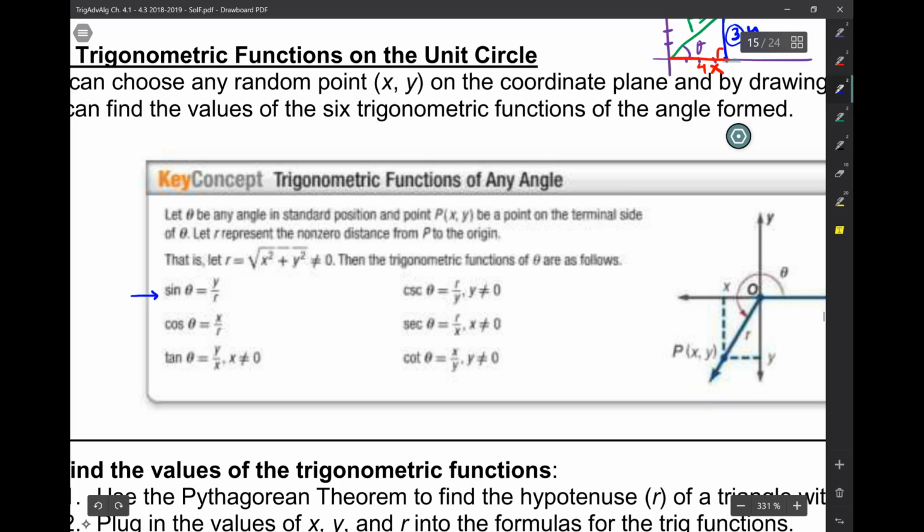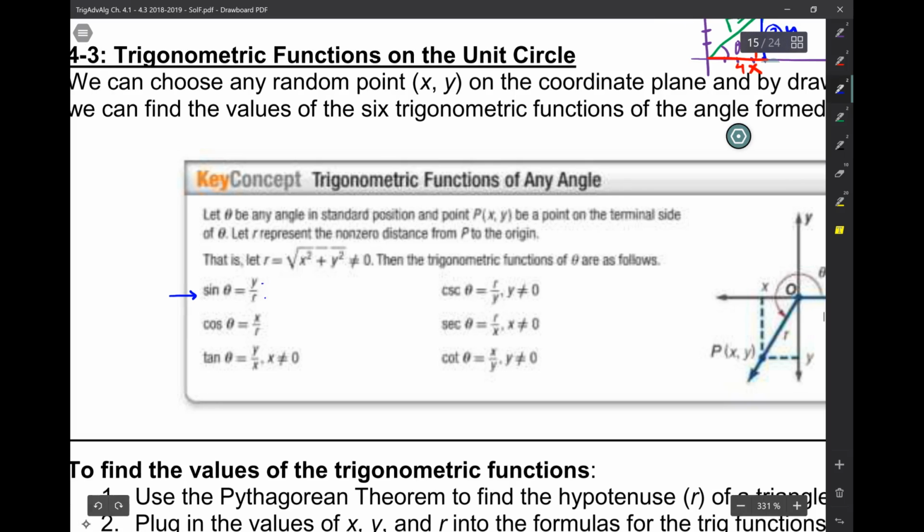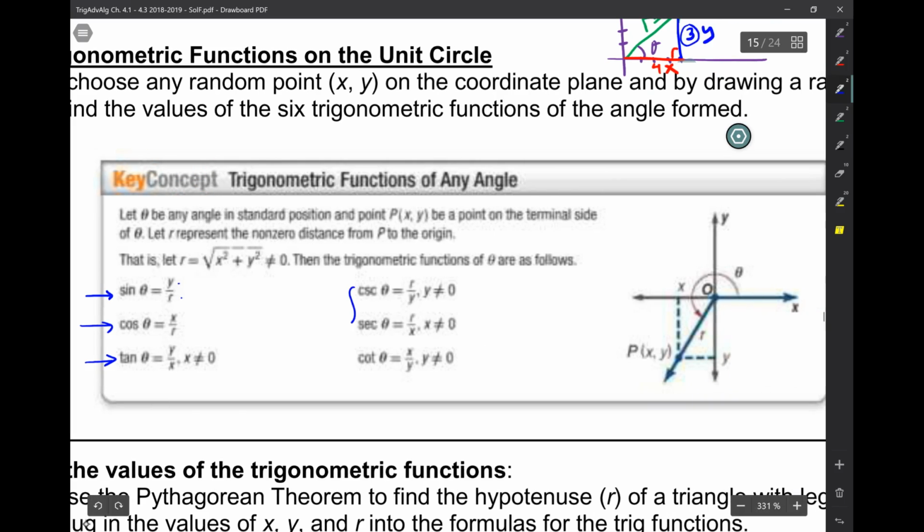Sine is y over r. Cosine is always x over r. Tangent is always y over x. And then once we have those, they have little buddies. Cosecant, secant, and cotangent are the reciprocals. So y over r becomes r over y, and so on and so forth.